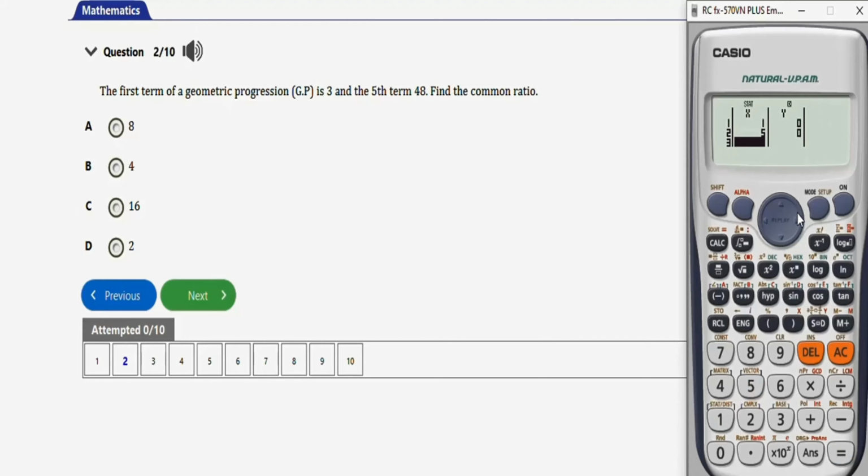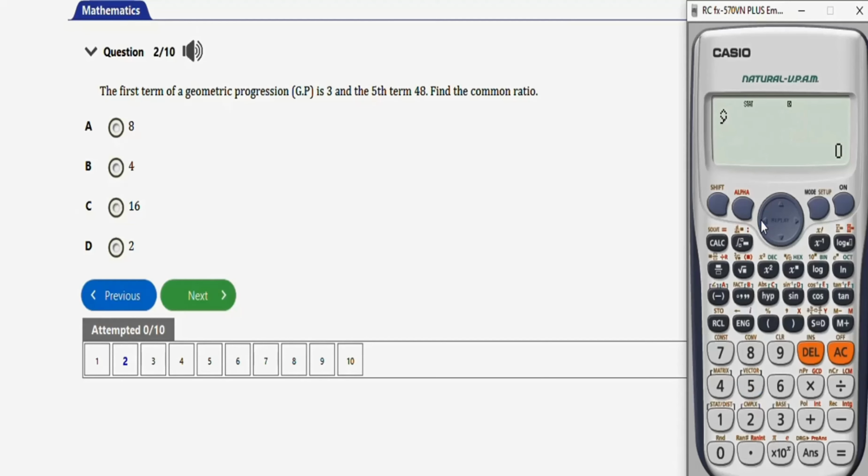Okay. So the first term is 3. Alright. And the fifth term is 48. As I'm inputting the values, they are being stored on this calculator automatically. So let's go out of here now and find the common ratio. Press shift and the stat button. Sorry guys, let's do it again. Shift, option 1, regression. Go for this same button, option 5.